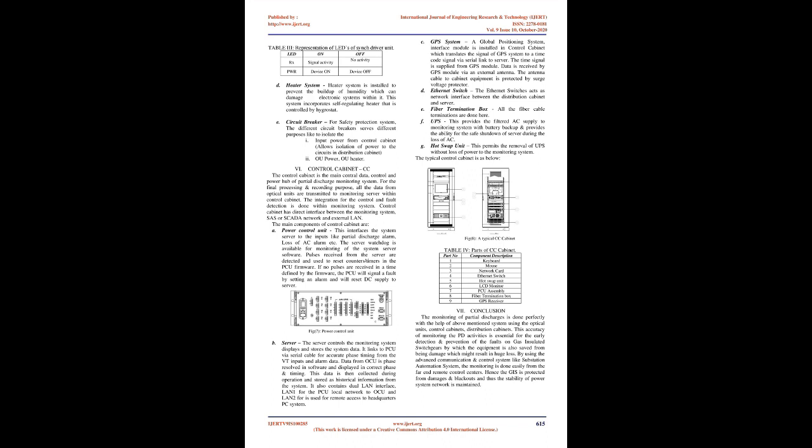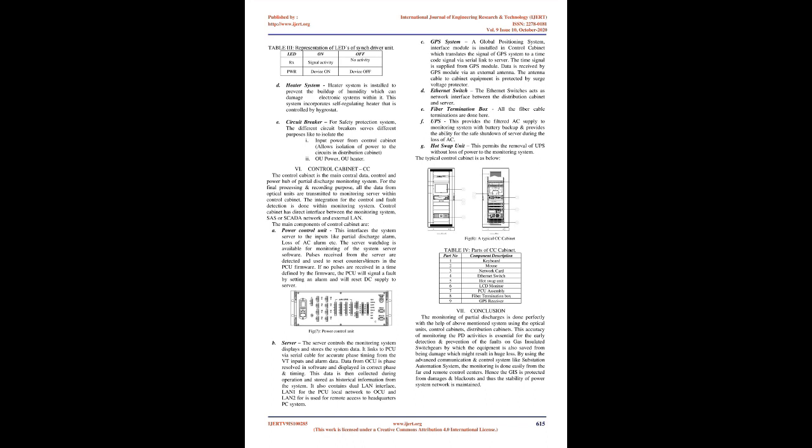6. Control cabinet, CC. The control cabinet is the main central data, control, and power hub of the partial discharge monitoring system. For the final processing and recording purpose, all the data from the optical units are transmitted to the monitoring server within the control cabinet. The integration for control and fault detection is done within the monitoring system. The control cabinet has a direct interface between the monitoring system, SAS or SCADA network, and external LAN.